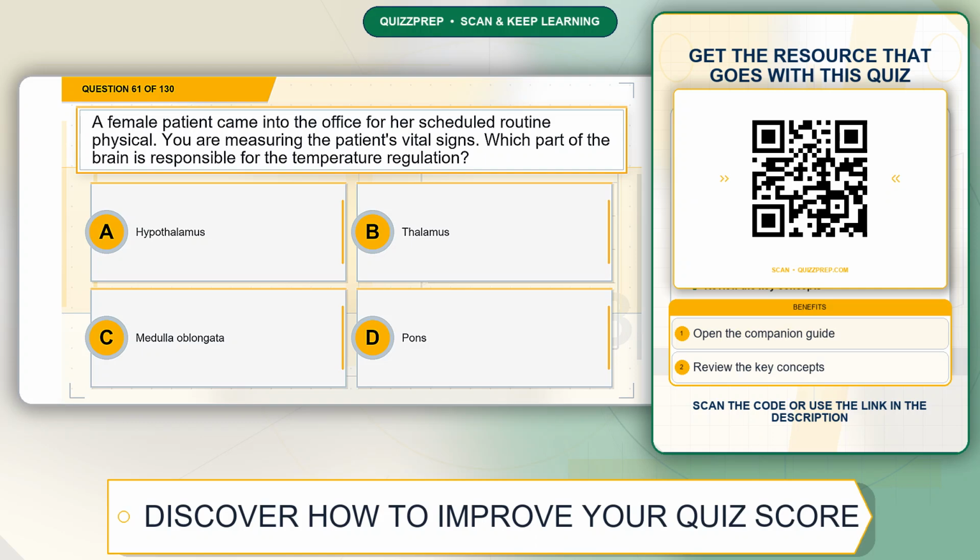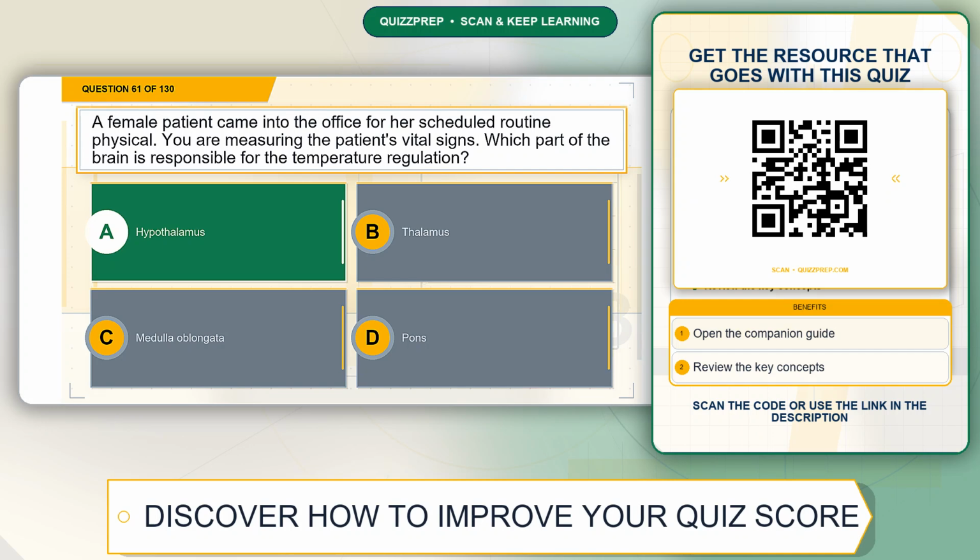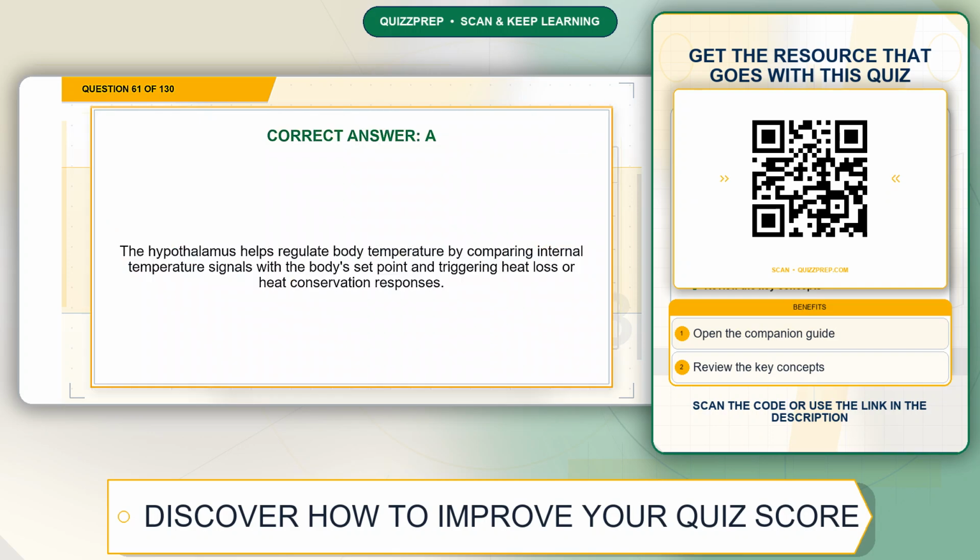Question 61. A female patient came into the office for her scheduled routine physical. You are measuring the patient's vital signs. Which part of the brain is responsible for the temperature regulation? Option A, hypothalamus. Option B, thalamus. Option C, medulla oblongata. Option D, pons. The correct answer is option A, hypothalamus. Explanation. The hypothalamus helps regulate body temperature by comparing internal temperature signals with the body's set point and triggering heat loss or heat conservation responses.